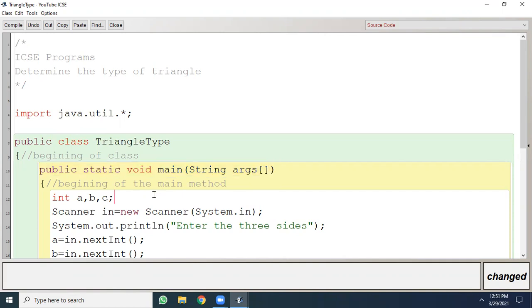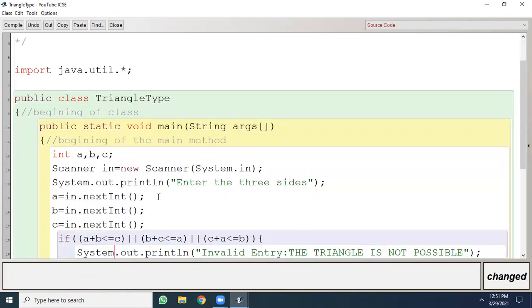First, we are declaring three integer variables, a, b, and c. Then, using the Scanner class, we are creating an object. Scanner in = new Scanner(System.in). We are creating an object in of the Scanner class. Now, why do we need an object of the Scanner class? Because we want to invoke the functions in the Scanner class, functions using which we can take input from the user.